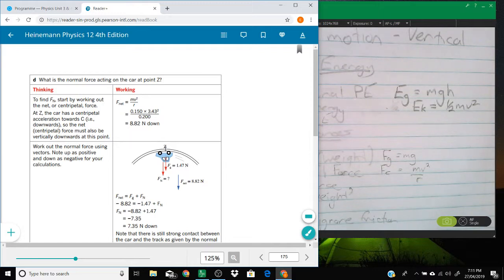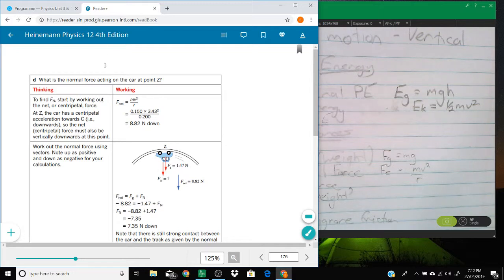You've got weight acting downwards, and you've got centrifugal acceleration, which is also acting downwards. So you can consider those things. So net force is a combination of the normal force and weight. Okay, so you can work out the normal force from there.